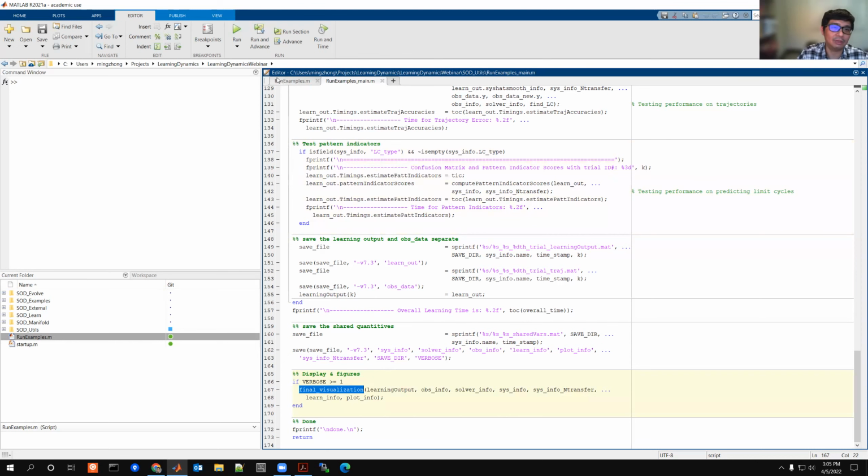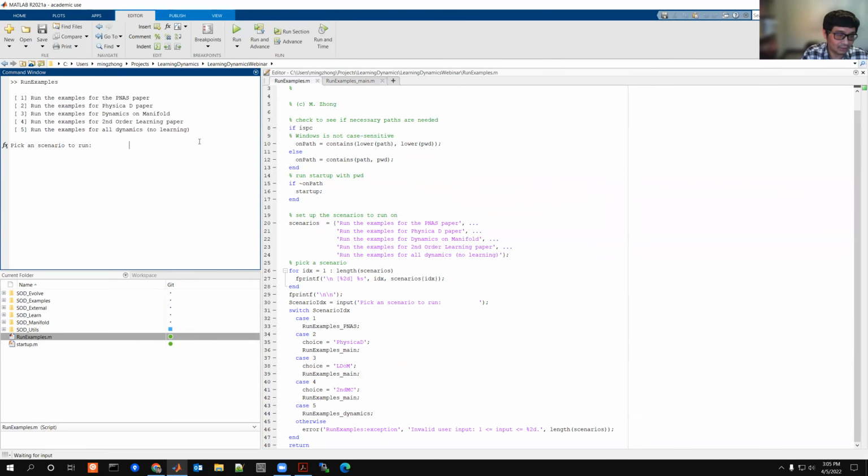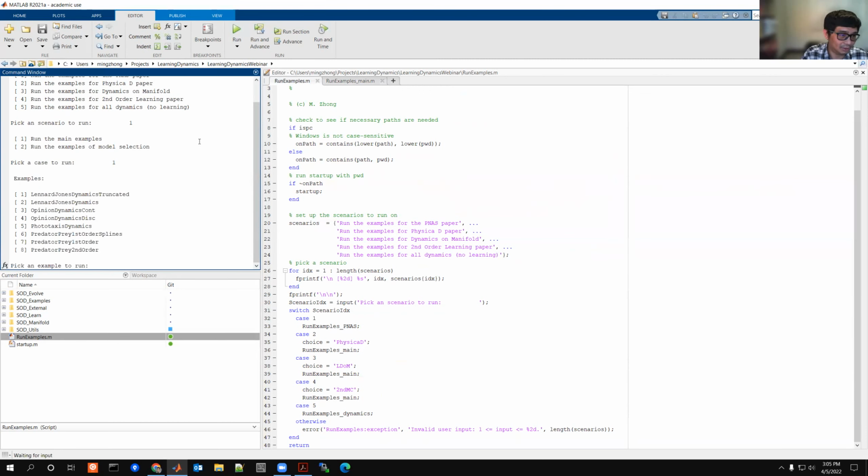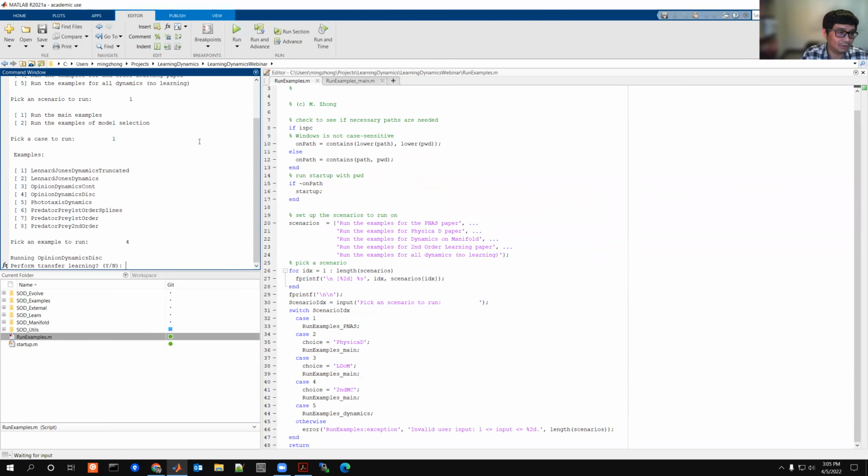So let me actually run the whole thing. In fact, let me run the simple one. So run the examples. Let me run the discontinuous opinion dynamics. As you can see, it also asks you whether you want to perform transfer learning. So do a no.